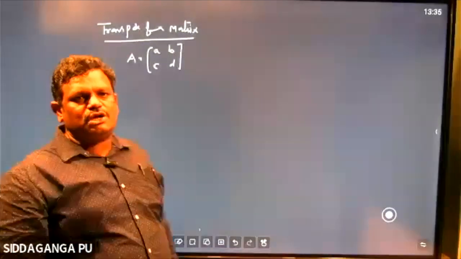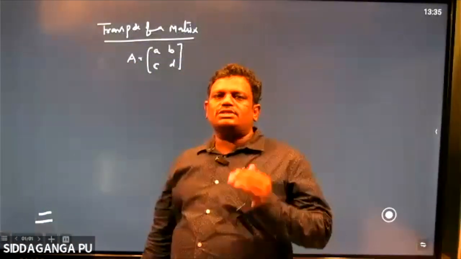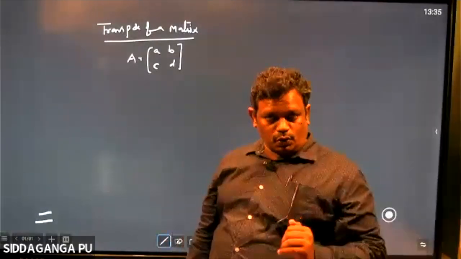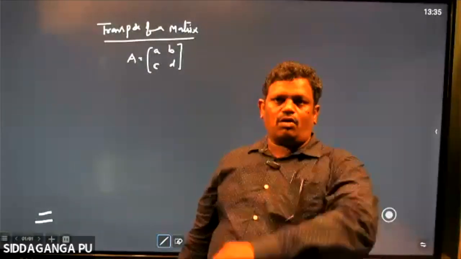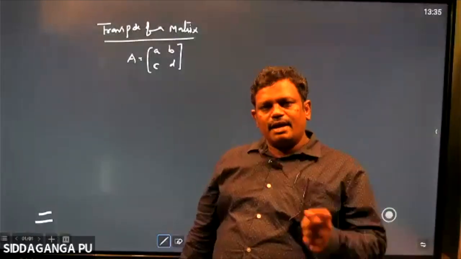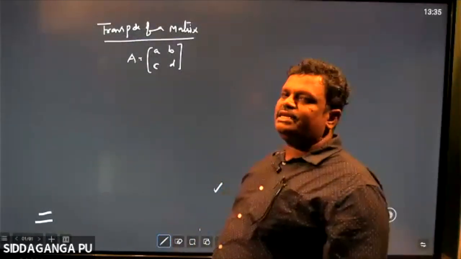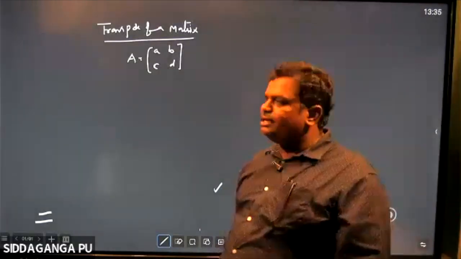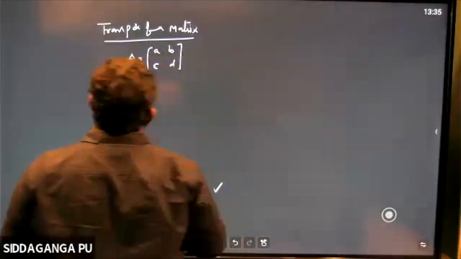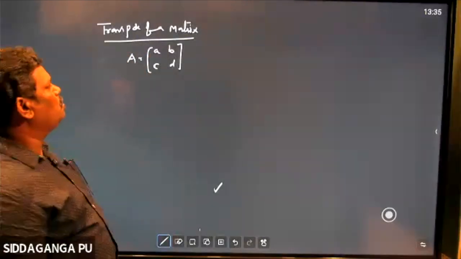What does the transpose of a matrix mean? In any matrix, we can interchange rows into columns or columns into rows. Then the resulting matrix, or obtained matrix, is called the transpose of the given matrix. Now A is equal to A, B, C, D, a 2 by 2 matrix. If you want to write down its transpose, what do we write? We interchange rows into columns or columns into rows.